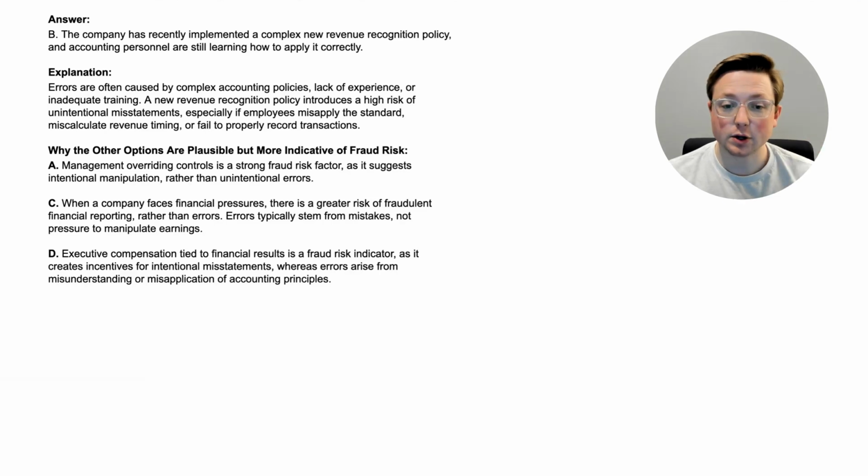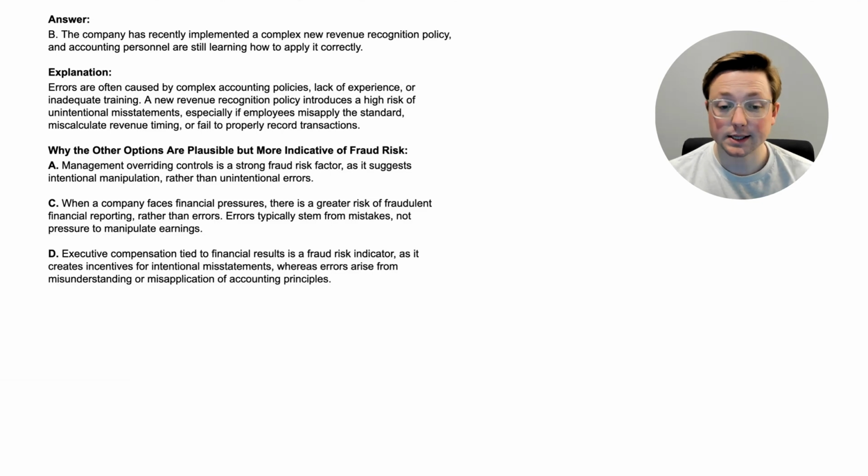Option A, management overriding controls is a strong fraud risk factor, as it suggests intentional manipulation rather than unintentional errors. Option C, when a company faces financial pressures, there is a greater risk of fraudulent financial reporting rather than errors. Errors typically stem from mistakes, not pressure to manipulate earnings. Again, there's that difference there.